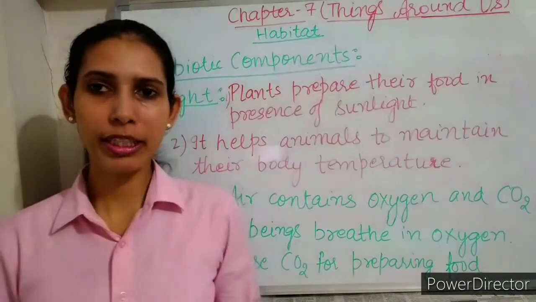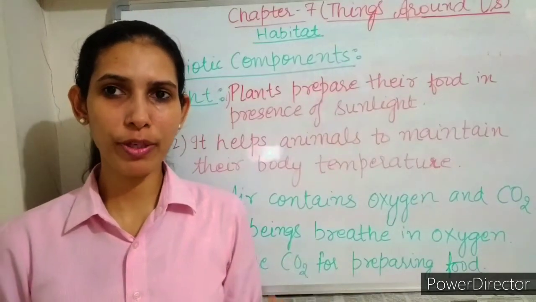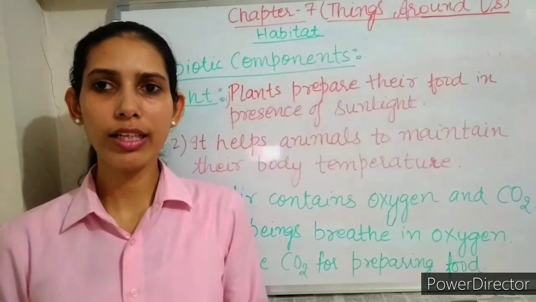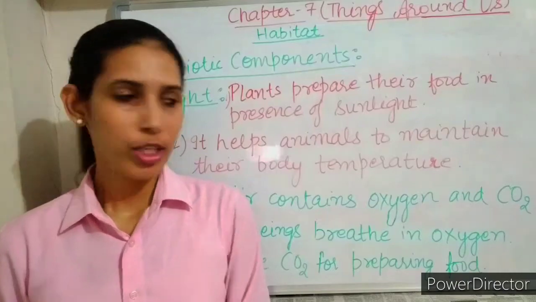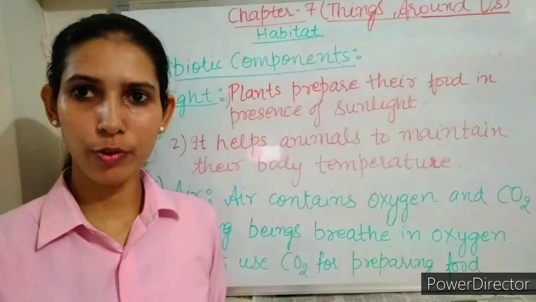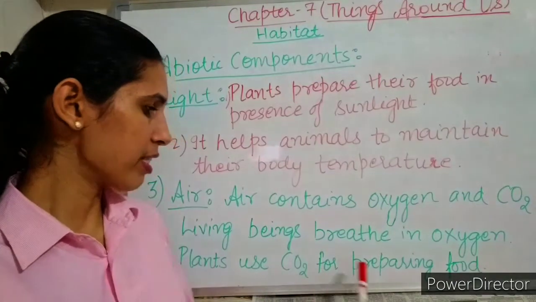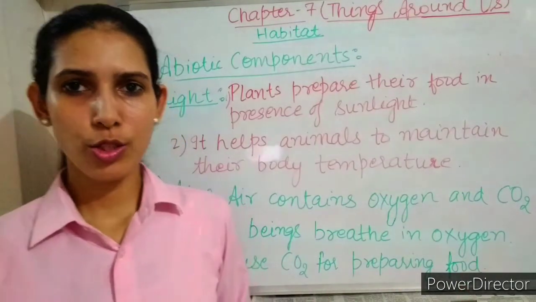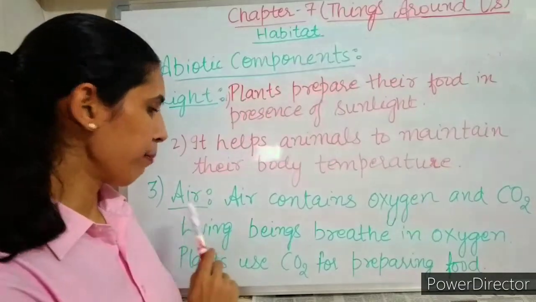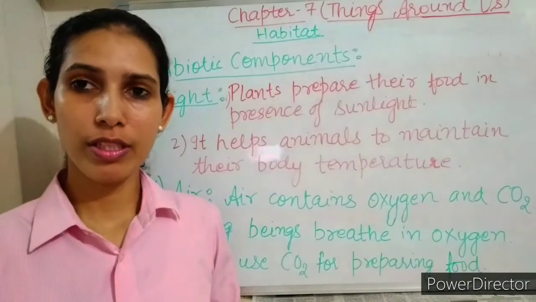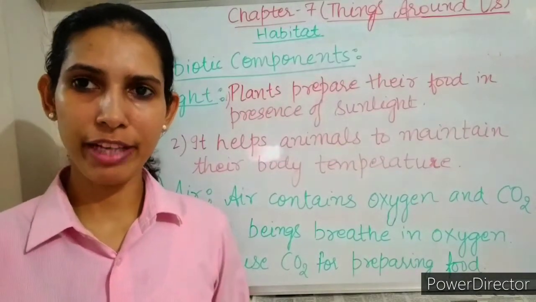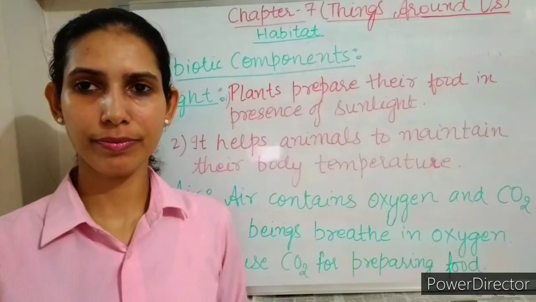We have studied that in the process of photosynthesis, the components required are water, carbon dioxide and sunlight. So carbon dioxide is very important for plants. It helps plants in preparing their food. So we have seen that air is very important for the living organisms. It is very important for their survival.